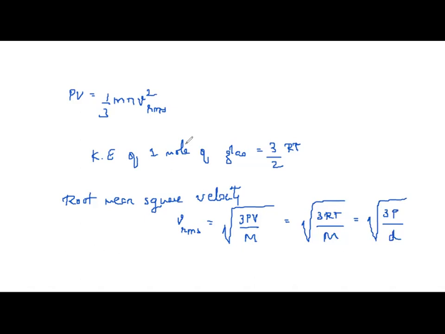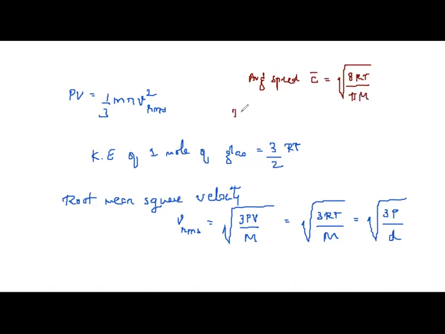Then we have the calculation for average speed. Average speed is denoted by C bar. That is equal to what? The formula for average speed is root of 8RT upon pi M. This is the formula for average speed.